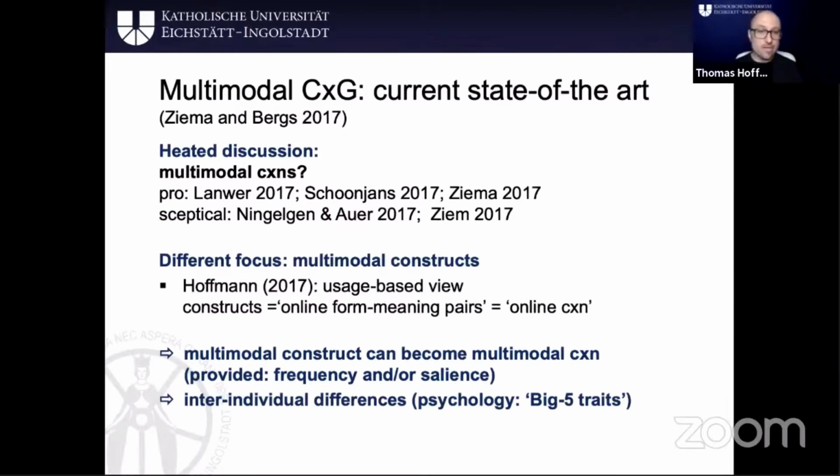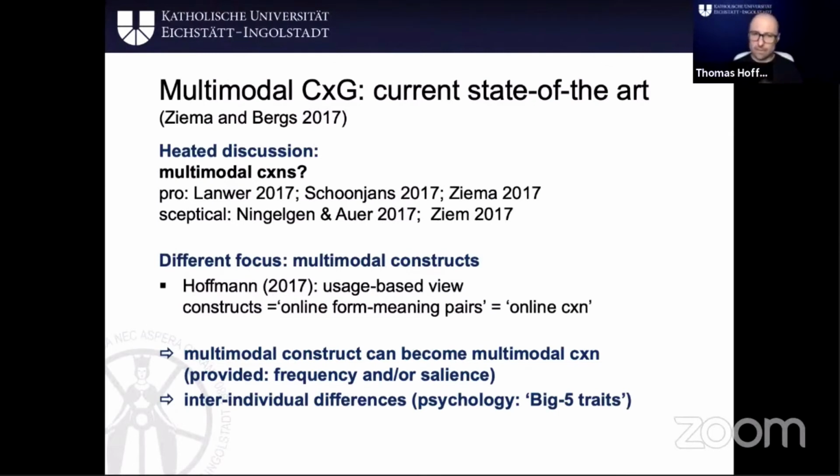Landwehr, Schoeniens, and Siemer argue for multimodal constructions, mostly from a usage-based perspective, right? We take in a specific token, a specific exemplar in its rich contextual situation, and that means gesture, position of the speaker, and everything. Some of this information, like all information that we store, can get lost if it doesn't get reactivated, but at first it could be stored. So if it happens very often, it could become part of a multimodal construction package.